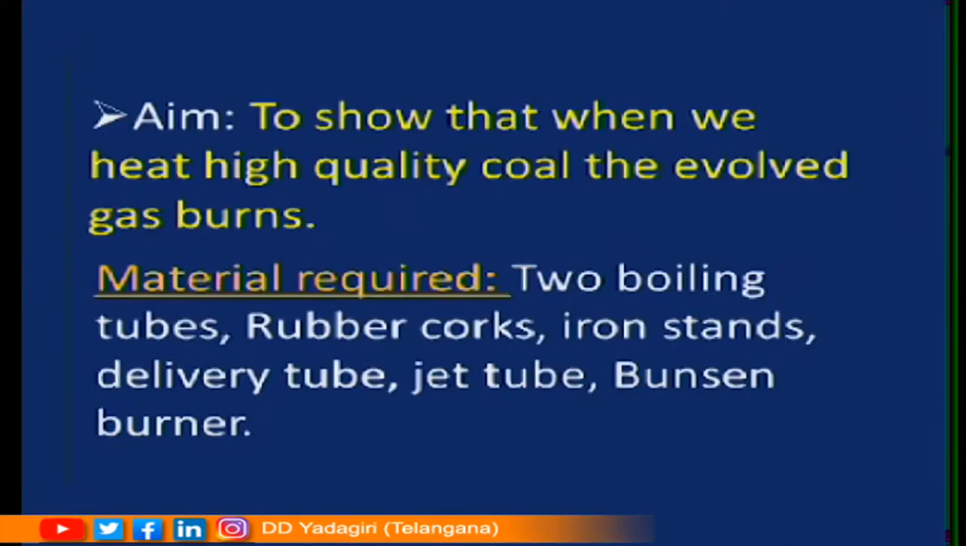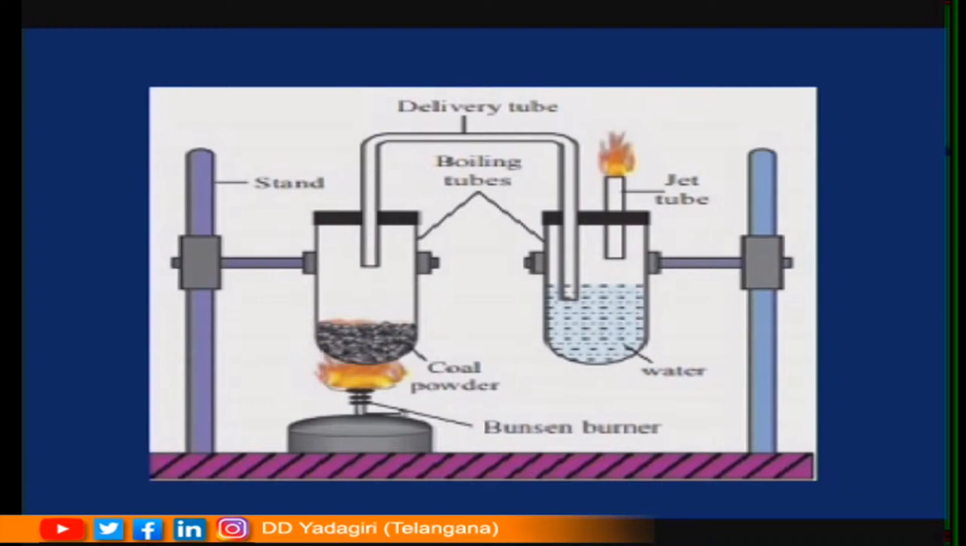The materials required for this experiment are two boiling tubes, rubber cork, iron stand, delivery tube, which is a U-tube, a jet tube, and a Bunsen burner. Now, look at the experimental setup, children. Here we have taken two boiling tubes and fitted them with rubber corks, and we attached a delivery tube from the first boiling tube to the second boiling tube.